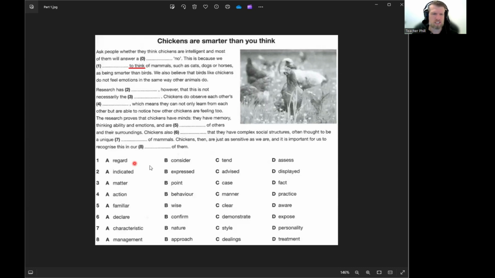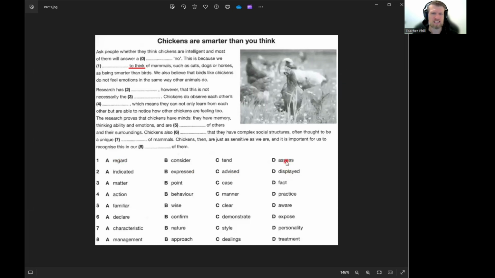And so I can already see consider is not an option here, because after consider we typically use a gerund, the ing form, so that doesn't work. After regard, we typically say we regard someone as something, so I wouldn't use that as well.